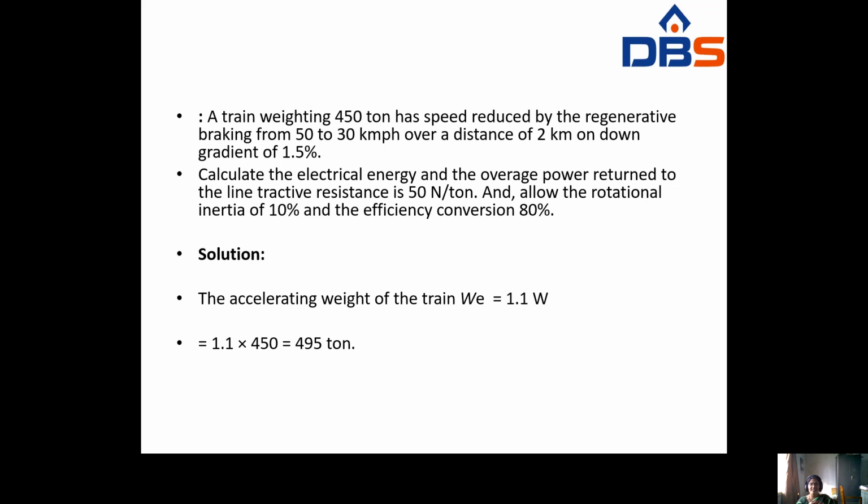Calculate the electrical energy and average power returned to the line. Track resistance is 50 Newton per ton, and allow the rotational inertia of 10% and the efficiency of conversion is 80%. So here you have to find the electrical energy and the average power returned to the line.